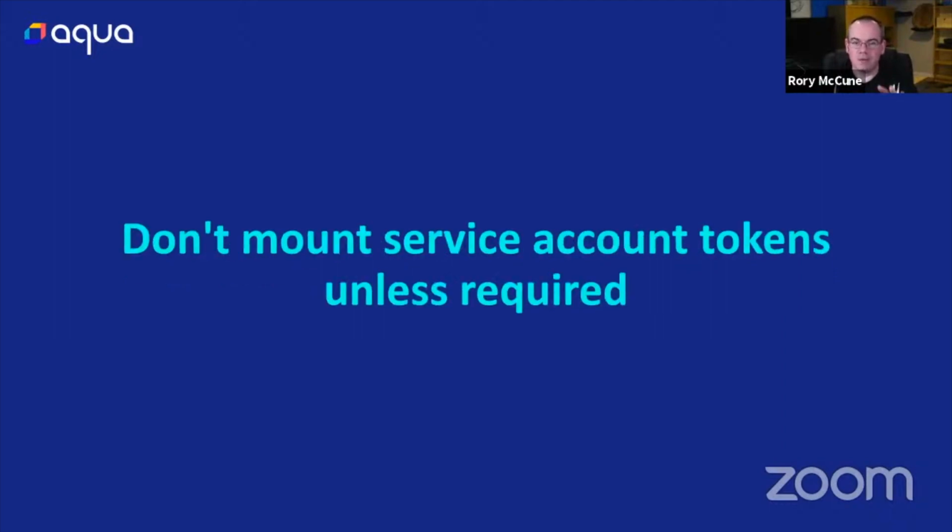Don't mount service account tokens unless required. When I look at Kubernetes defaults and the security defaults, this is what I would love to have changed. By default, Kubernetes will mount a service account token into every pod that is created in a cluster. The vast majority of application workloads don't need to talk to the Kubernetes API server and therefore probably don't need a service account token. Therefore, you can remove it. So you can remove it at the pod level. You can tell the service account not to mount the service account token by default, and then only mount it where specifically required. And you say, well, by default, it doesn't have a lot of rights, and that is true.